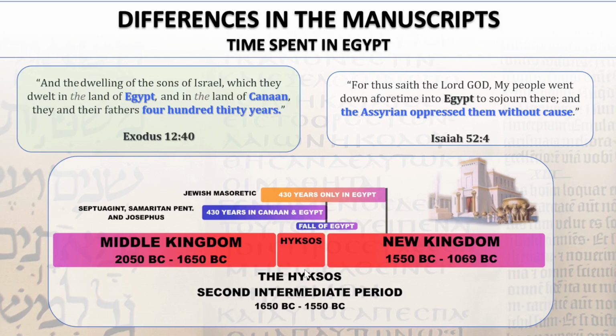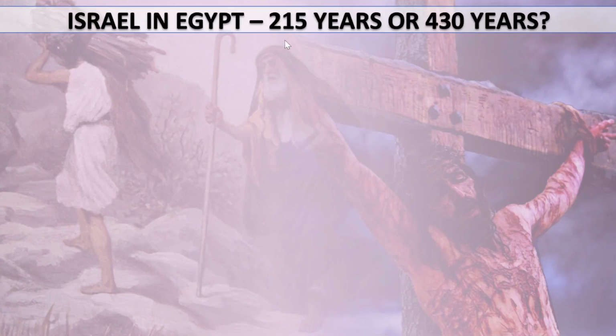So we have Semites persecuting the Israelites, and that couldn't have been in the New Kingdom or the Middle Kingdom. It could have only been during the period of the Hyksos, all right? So let's go through this a little bit closer. 215 years or 430 years, Israel and Egypt.